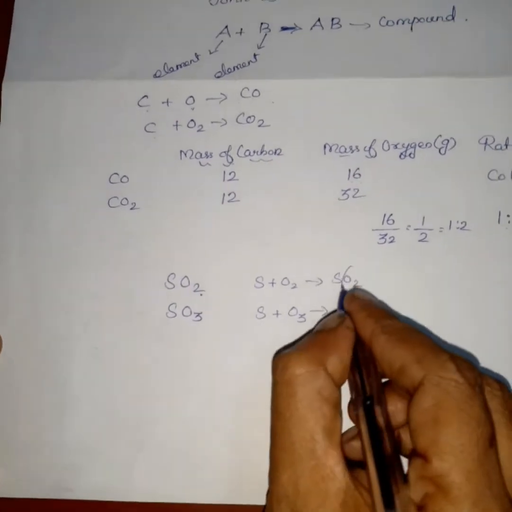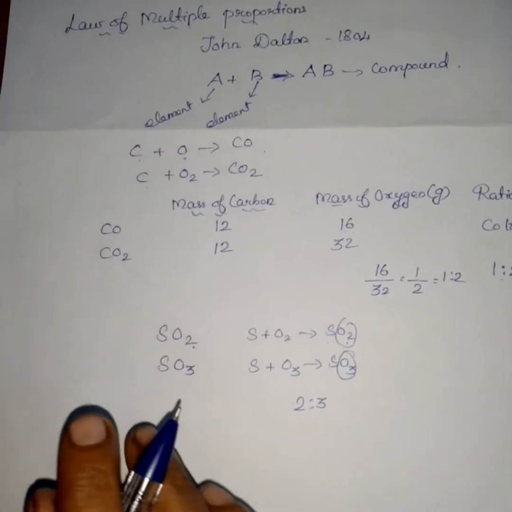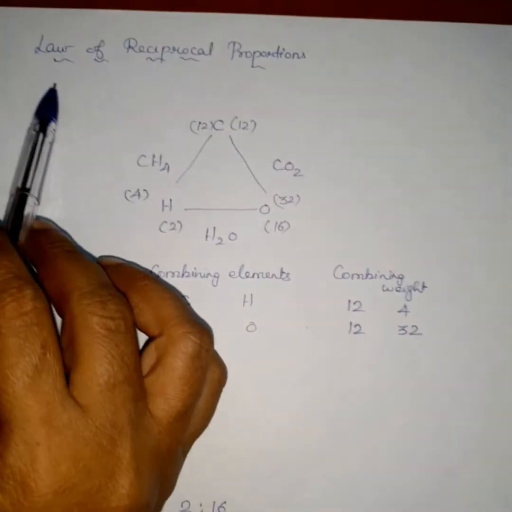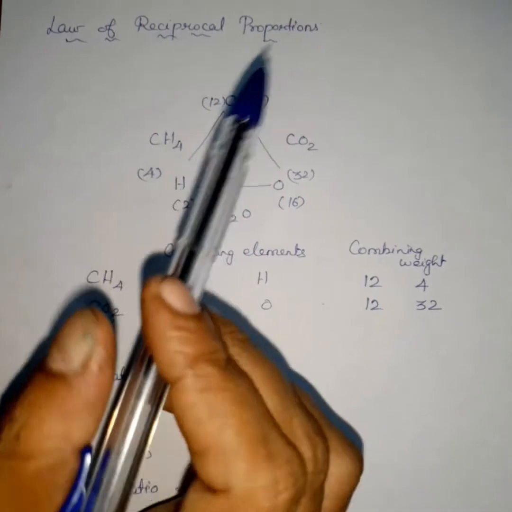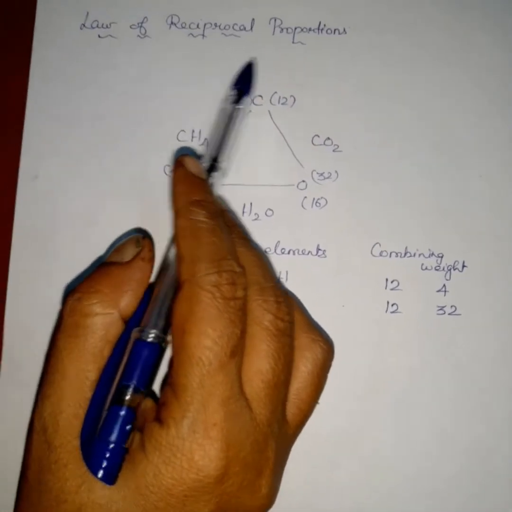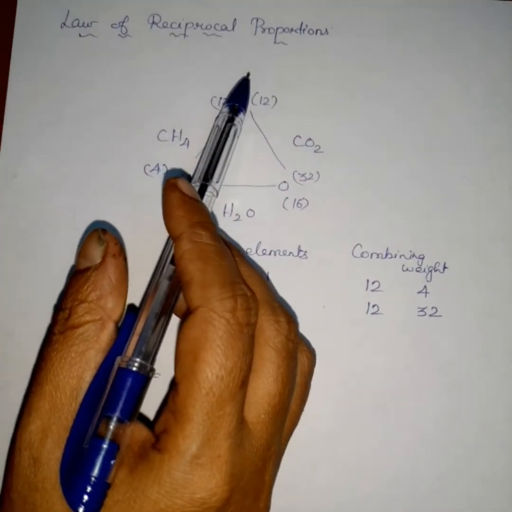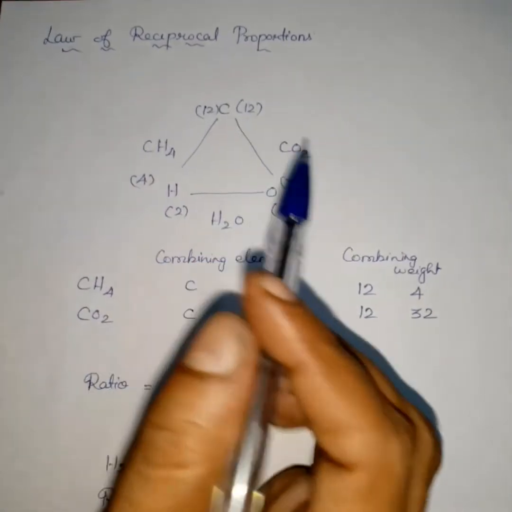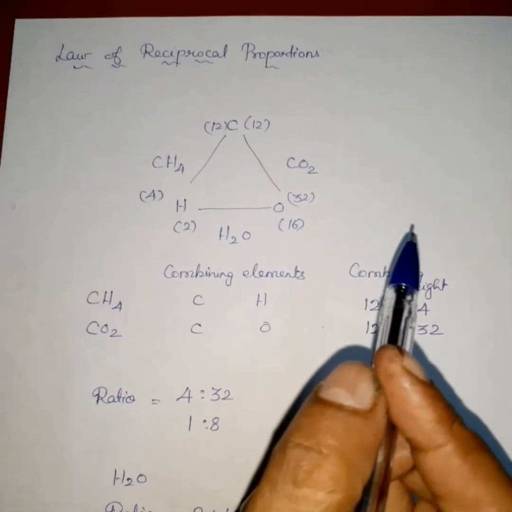Here listen, 2 is to 3. Okay. We are going to study the next law, the law of reciprocal proportion. Who has proposed this law? Jeremias Richter. Okay, Jeremias Richter proposed this law.